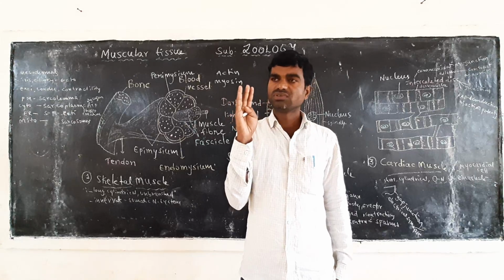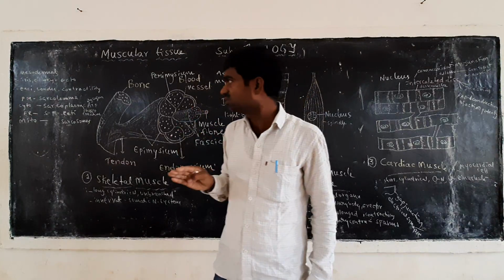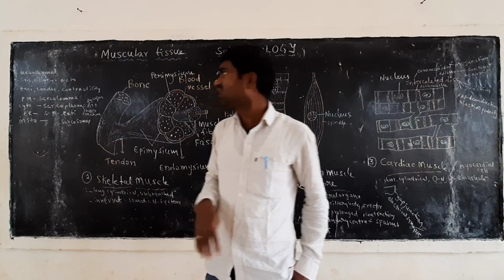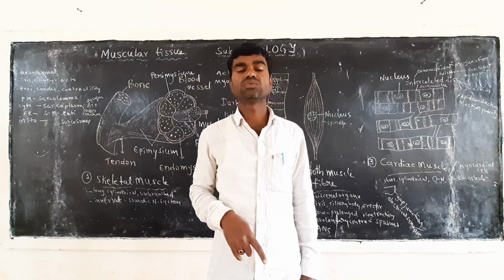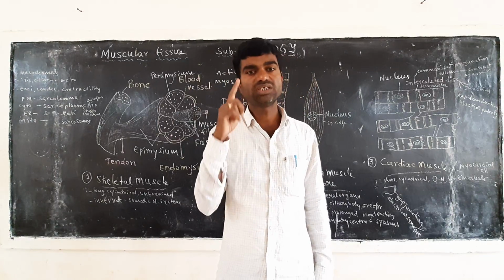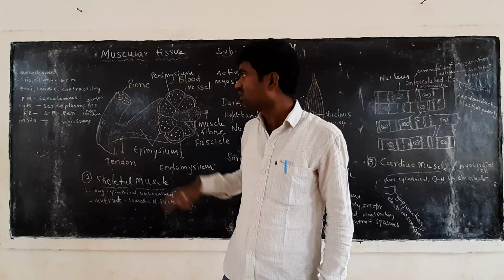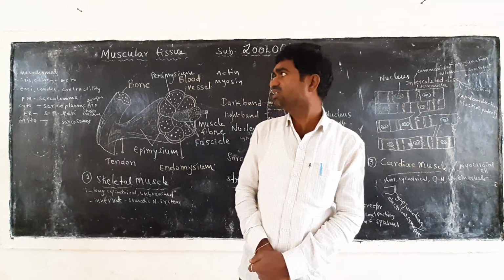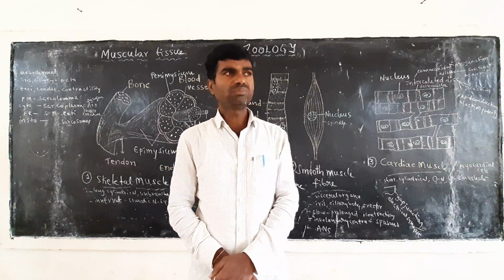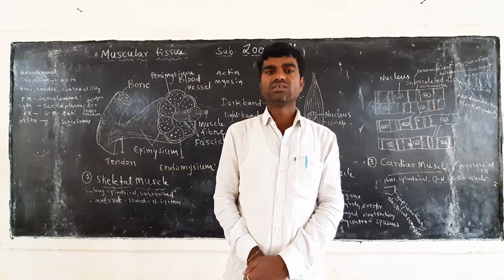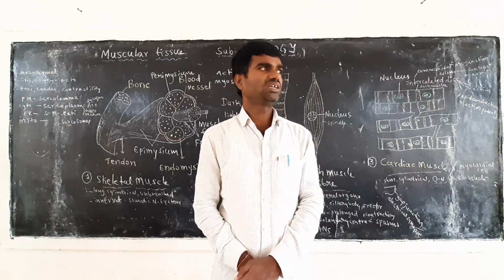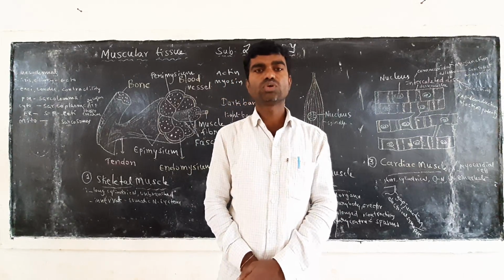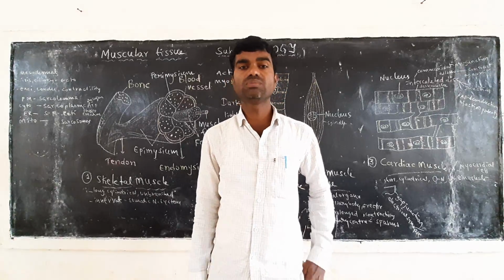Except what is that? Iris and ciliary body, these originate from the embryonic ectodermal layer. The study of muscles is called myology. In human beings, muscles contain a protein that is called myoglobin.